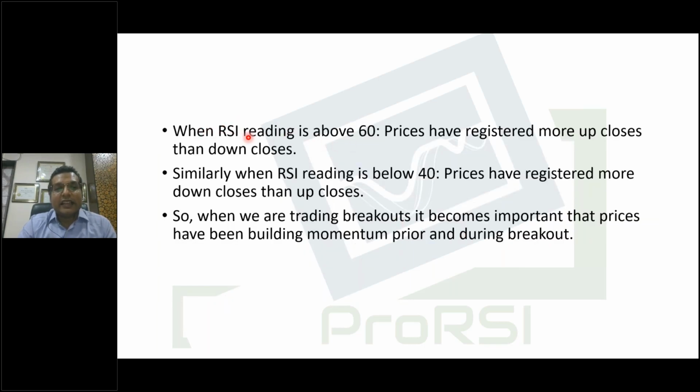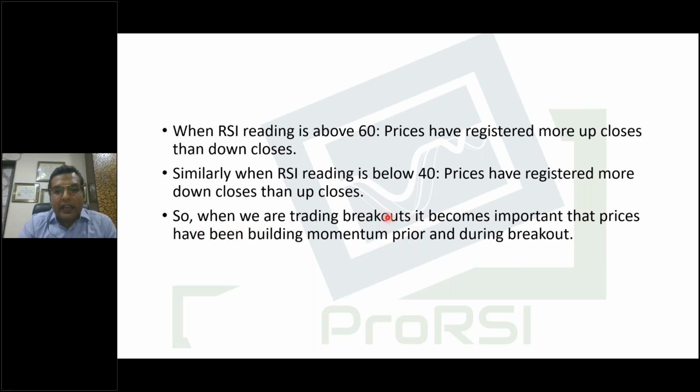Now, when RSI reading is above 60, prices have registered more up closes than down closes. Now, this is the whole summary that you have to understand. That when RSI is above 60, the prices have registered more up closes than down closes. That means the prices are in an uptrend, and also during this uptrend, we are registering up closes. That means the momentum, the speed, is with the price. Similarly, when RSI reading is below 40, we are experiencing more down closes. That means the momentum on the downside is stronger.